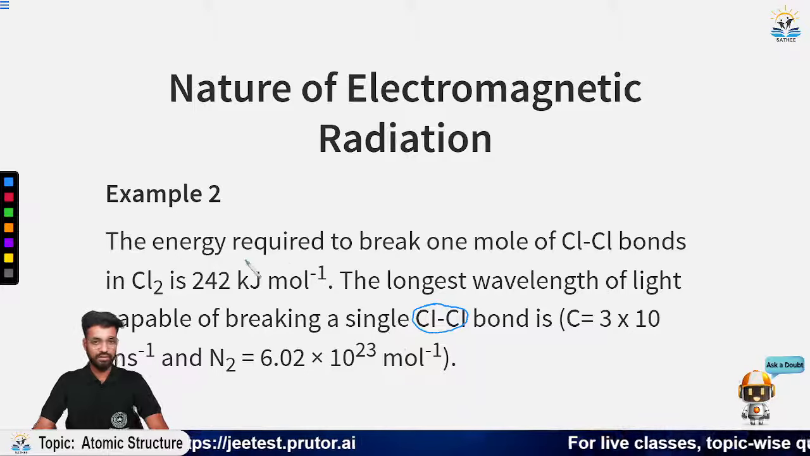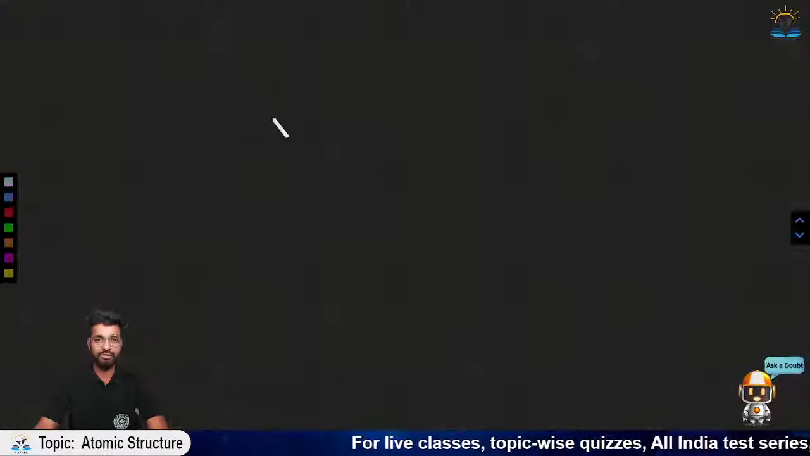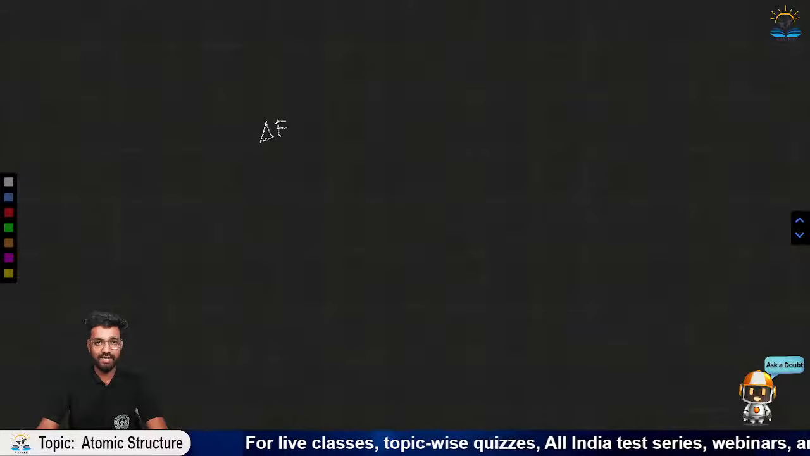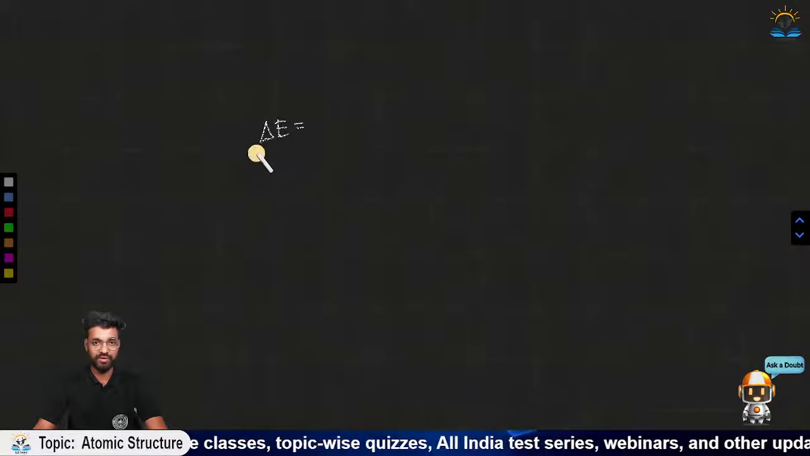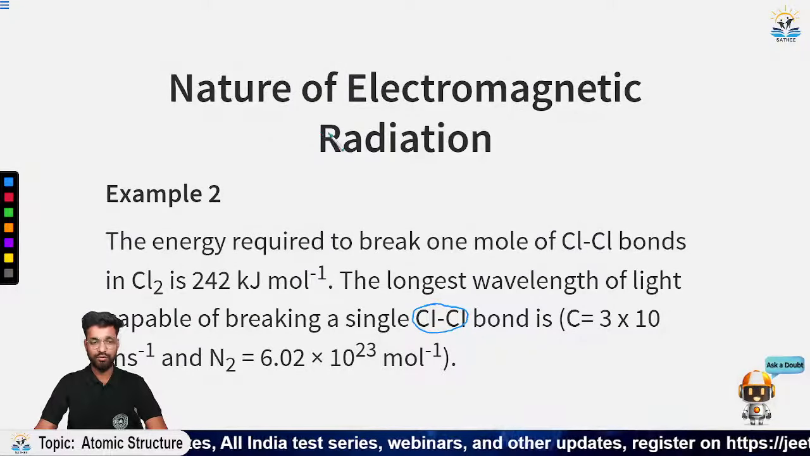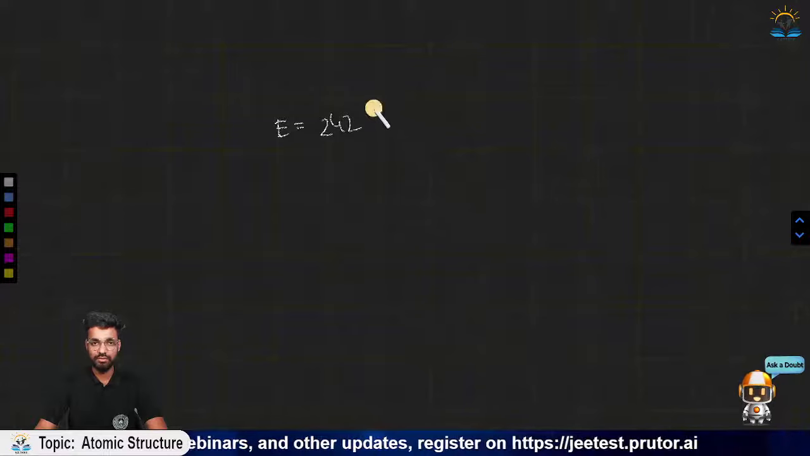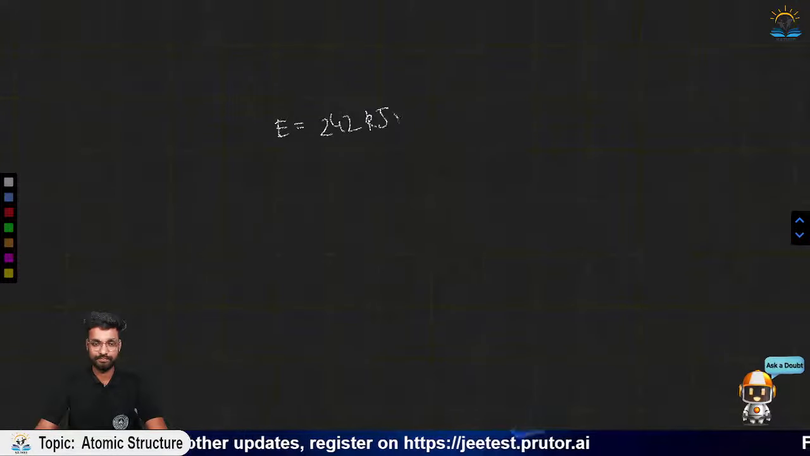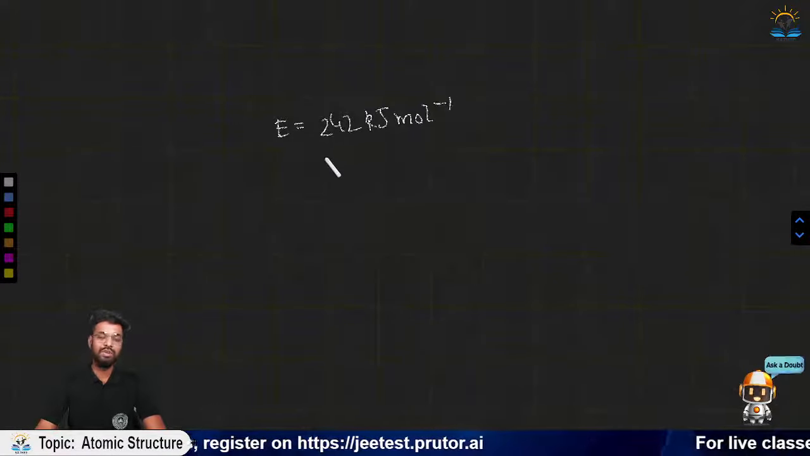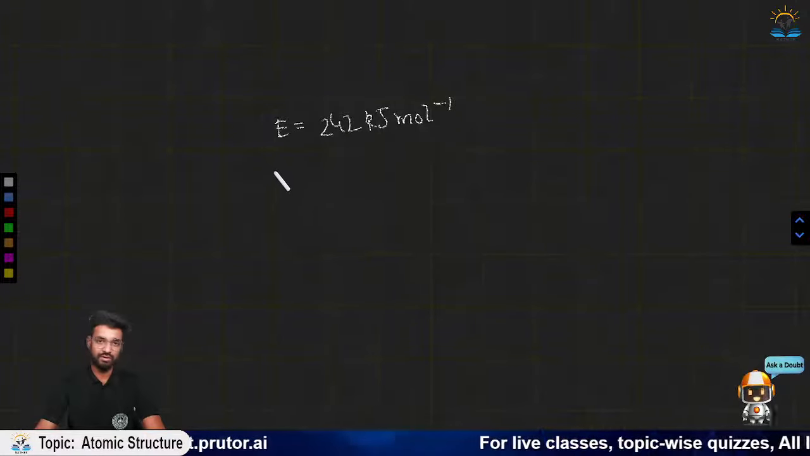So what is the energy required to break 1 mole of bonds? It is given as delta E, or simply we can write it as E, equals 242 kilojoule per mole. It is the amount of energy that is required to break 1 mole of Cl2 bonds.